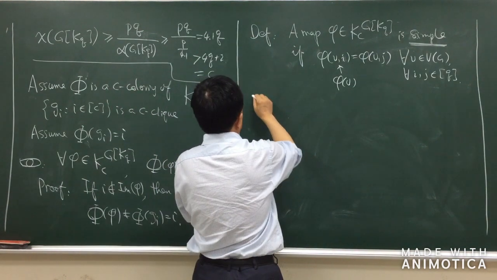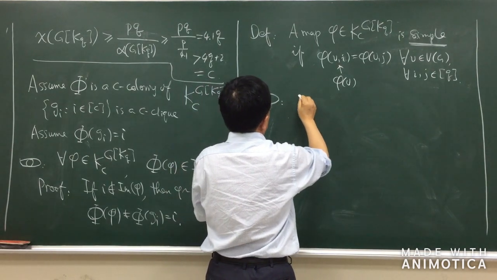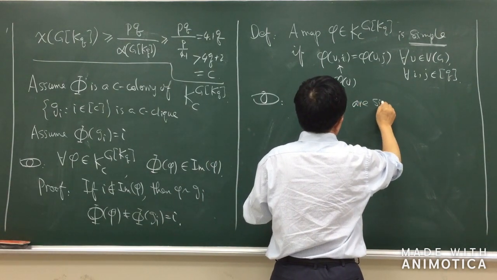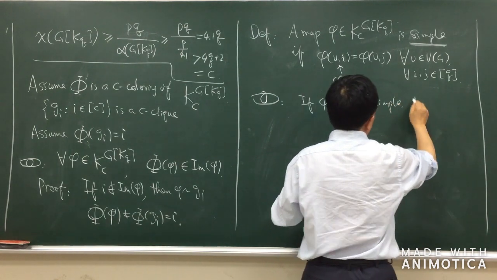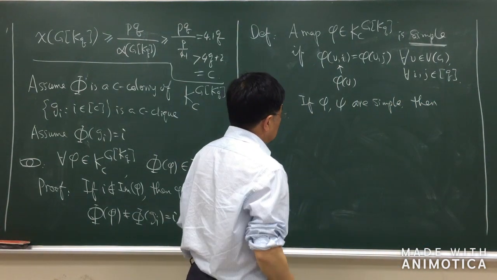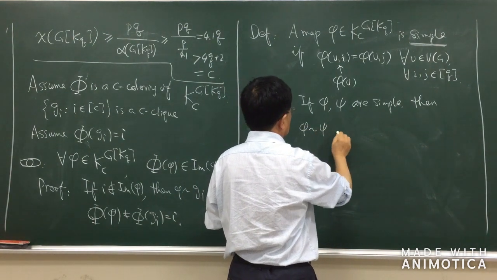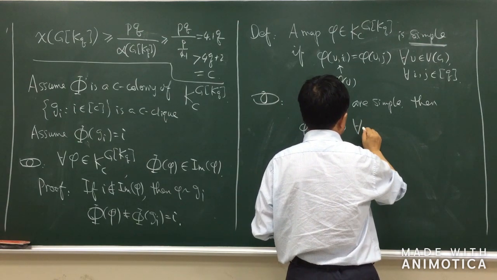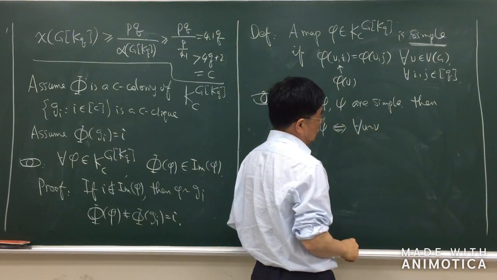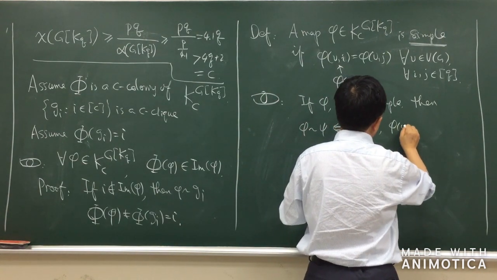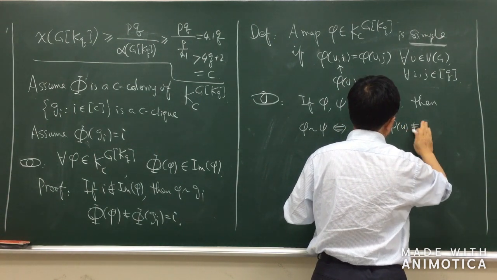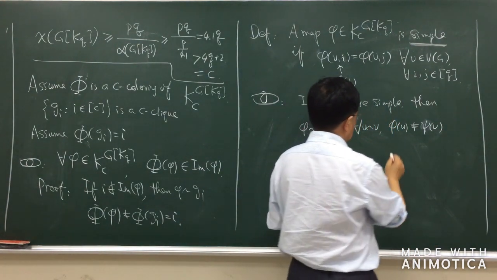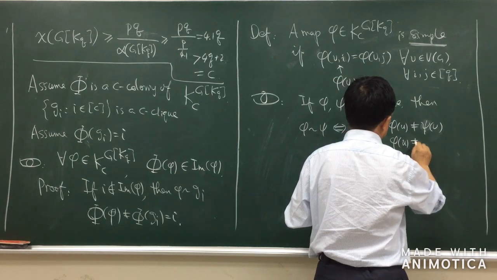So I just simply write this one as phi(v). Use phi(v) to denote this color. It is just determined by the vertex in G, and does not depend on the second coordinate. Okay. So another observation is that if both phi and psi are simple, then phi is adjacent to psi if and only if for every edge u adjacent to v in G, phi(u) is different from psi(v), and also phi(u) is different from psi(u).